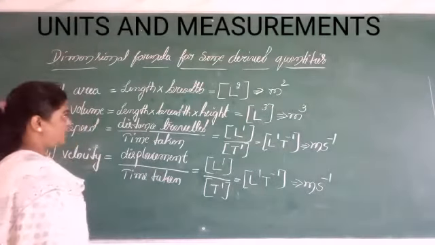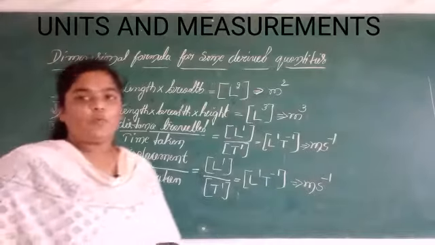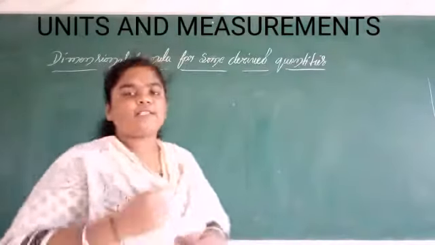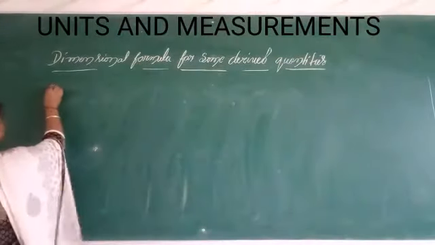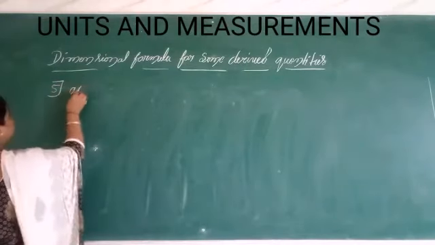So this is the dimensional formula for velocity. And then let's see the next physical quantity. So next, see the fifth one, that is acceleration.